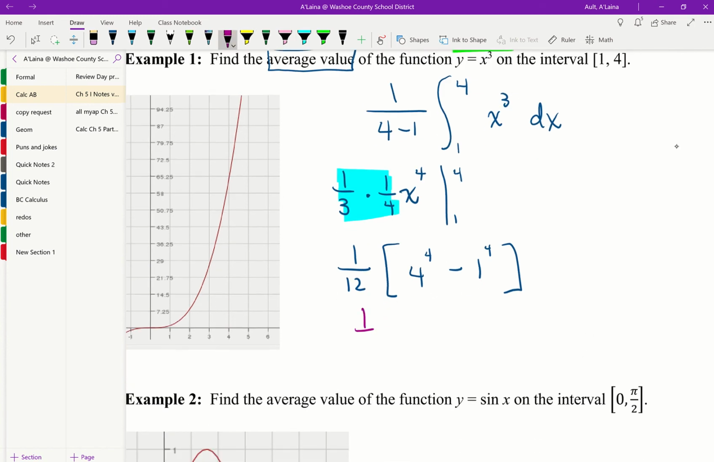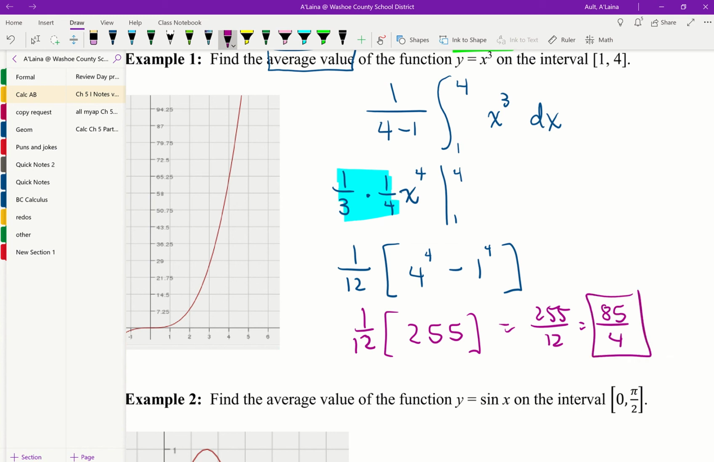So this would be 1/12 times, let's see, 256 minus 1 would be 255. And I believe that could reduce. I think I can divide these both by 3, which would make this, I think, 85 over 4 if I didn't make a computational error.